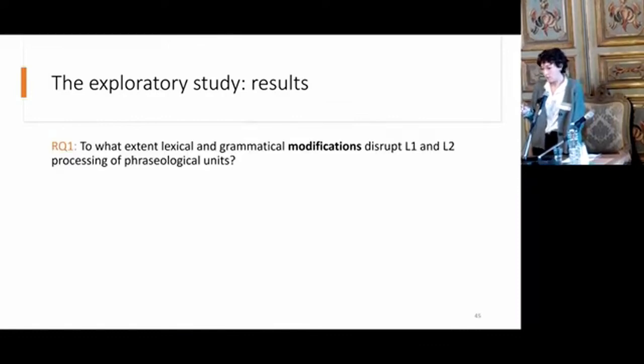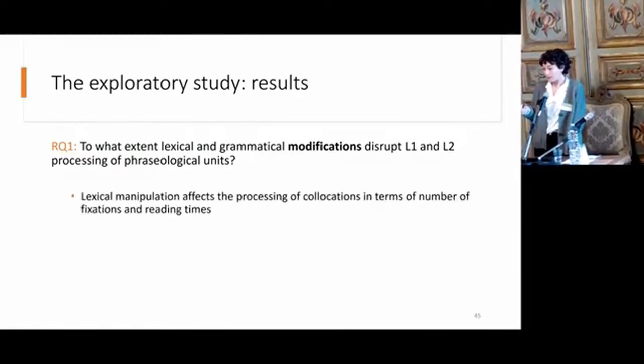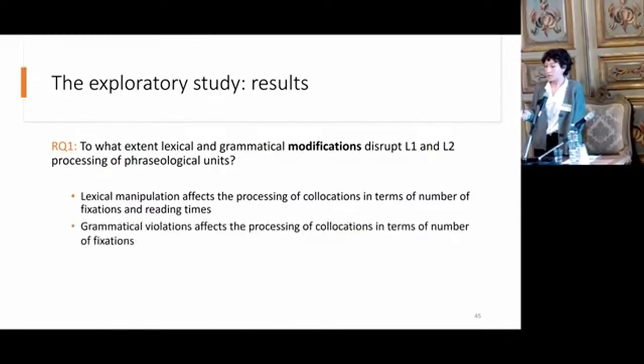So we carried out these exploratory studies addressing two research questions. The first one was, to what extent do lexical and grammatical modifications disrupt L1 and L2 processing of phraseological units? Lexical manipulation affects the processing of collocations both in terms of number of fixations and reading times. On the contrary, grammatical violation affects the processing of collocations only in terms of number of fixations. So grammatical violations did not increase the reading times of the stimuli.